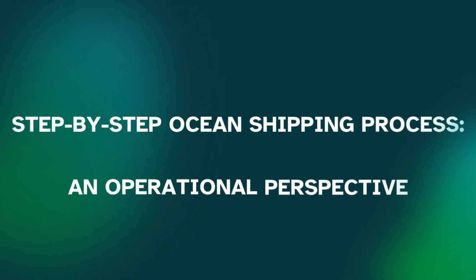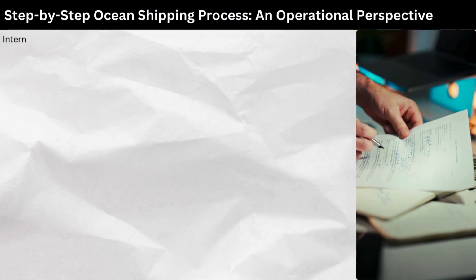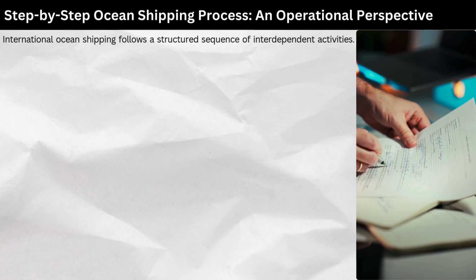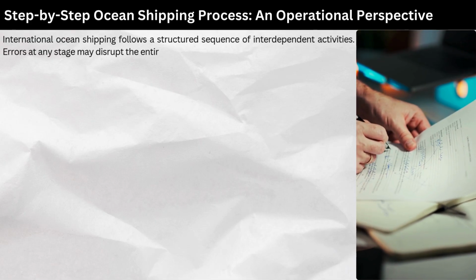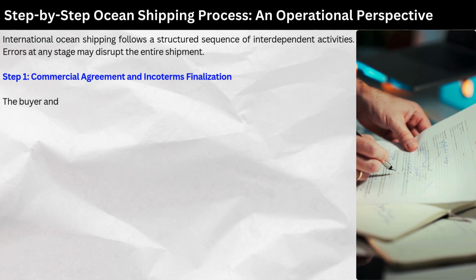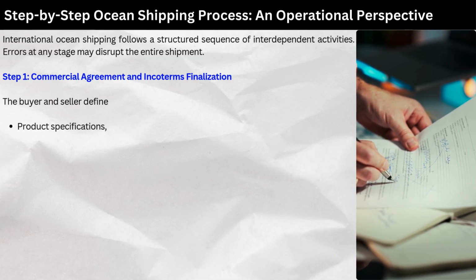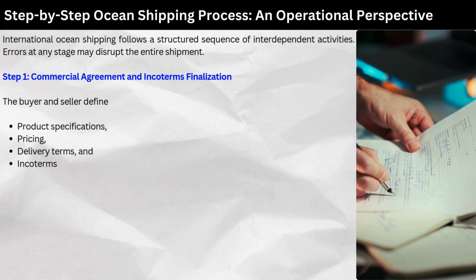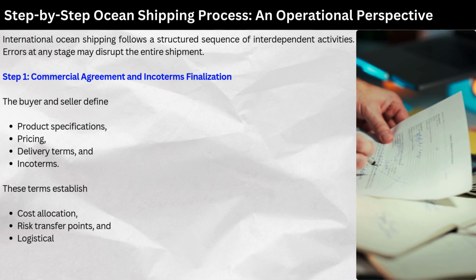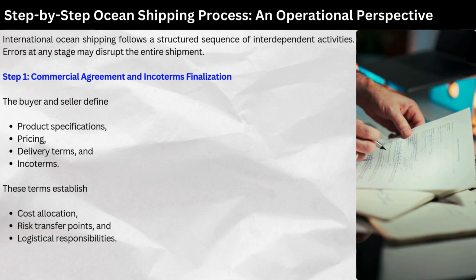Step-by-step ocean shipping process, an operational perspective. International ocean shipping follows a structured sequence of interdependent activities. Errors at any stage may disrupt the entire shipment. Step 1. Commercial agreement and Incoterms finalization. The buyer and seller define product specifications, pricing, delivery terms, and Incoterms. These terms establish cost allocation, risk transfer points, and logistical responsibilities.